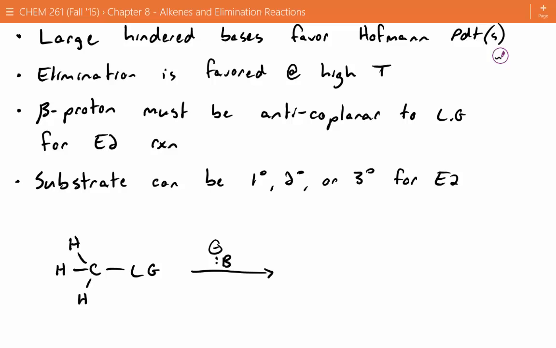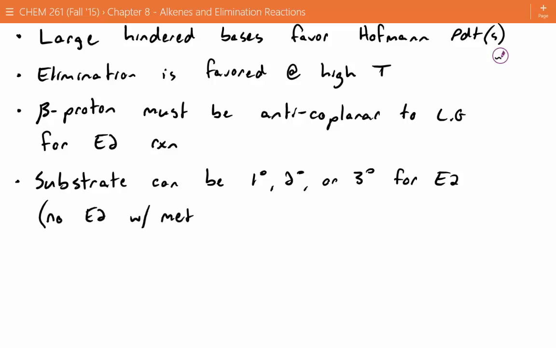But with E2 reactions, unlike SN2, it will work on a tertiary substrate because all it needs is beta protons. It's not trying to do a nucleophilic attack. It just needs to pluck off a proton. Important thing to remember is if you see a methyl group, it immediately eliminates the possibility of an E2 reaction. So no E2 with methyl carbons.